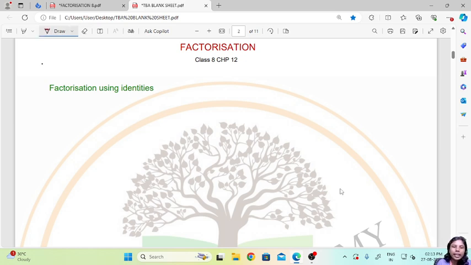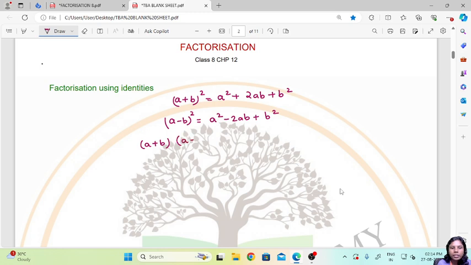Now there are three major identities. The first one is (a plus b) the whole square equals a square plus 2ab plus b square. The second one is (a minus b) the whole square equals a square minus 2ab plus b square. And the last one is (a plus b)(a minus b) equals a square minus b square. These are the three identities that we are going to use in the factorization in today's class.